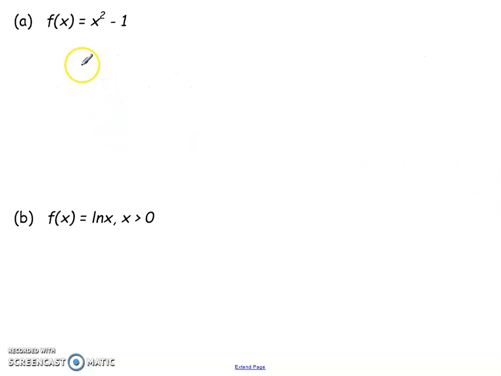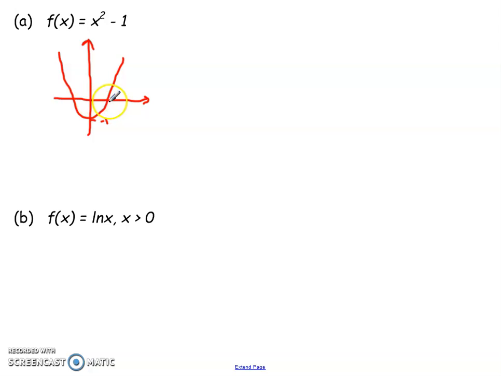So the two questions we asked: f of x equals x squared minus 1, and ln x where x is greater than 0. If I want to look at sketching f of x first for x squared minus 1, well, I know what the graph of x squared looks like. The only difference is I'm now adding in a minus 1. So all that's going to do is shift the entire graph down by 1. So I'm still going to get the exact same sort of shape here. The only difference is it's going to move down to minus 1 there.